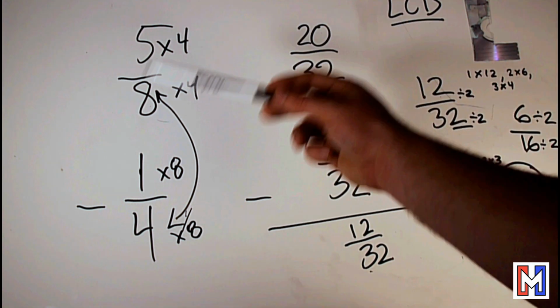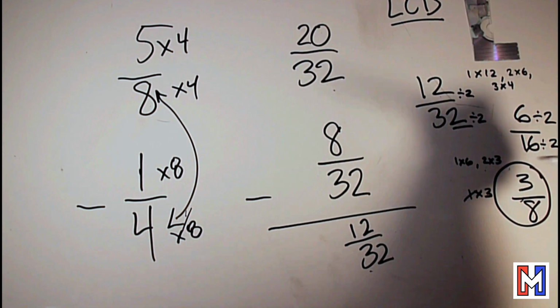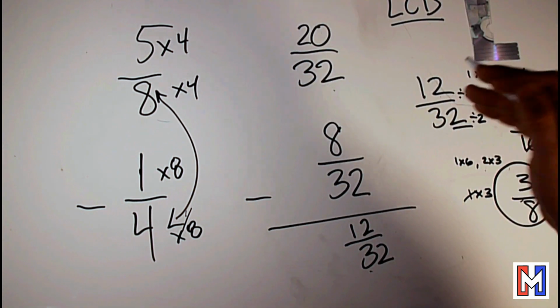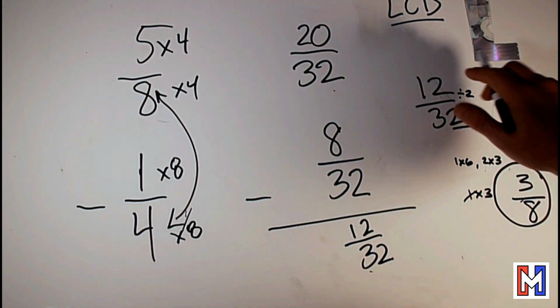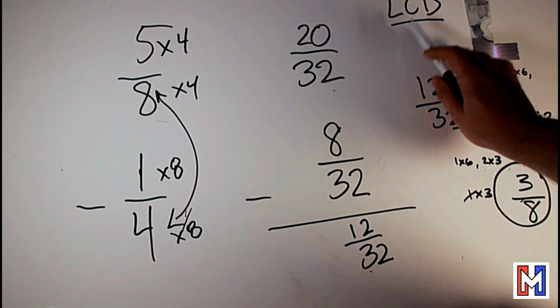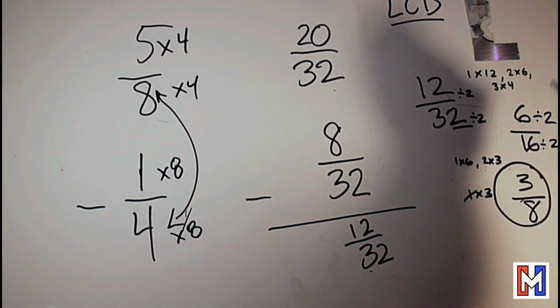So basically, when you're subtracting fractions, you need a least common denominator, or just a common denominator. Least common denominator just makes less work for you. Okay, and that's pretty much it.